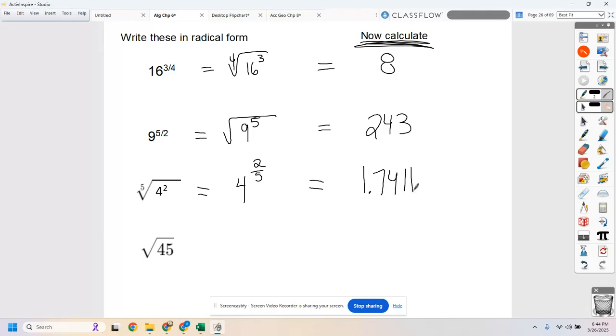1.7411. Last one, square root of 45. Square root of 45 is going to become 45 to the 1/2 power. Now if I'm going to calculate that, we know what that simplifies to be, but we're going to calculate it. So 45 to the 1/2 is going to get you this, 6.7082.